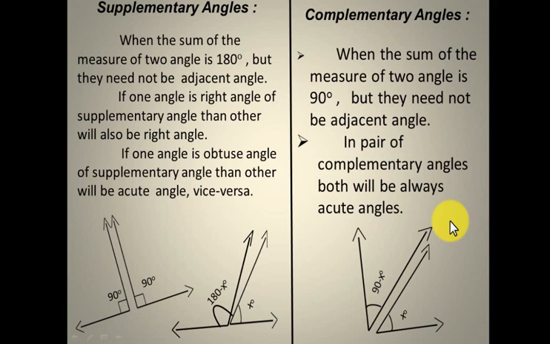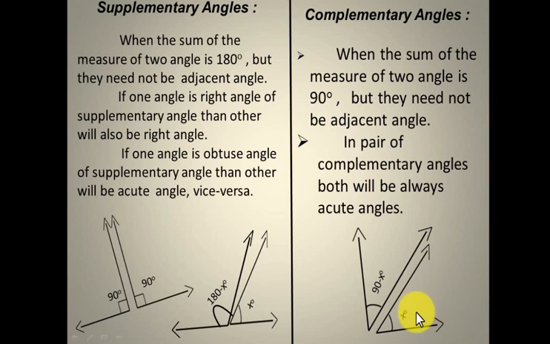In the same way, complementary angles are there. There is a bit of difference between supplementary and complementary angles. In complementary angles, the sum of the measures is 90 degrees. As in supplementary the sum should be 180 and they should not be adjacent, in the same way the sum of the measures of two angles is 90 degrees, but here also they should not be adjacent angles. Remember one thing, both the angles will be acute, as the total should be 90 only.